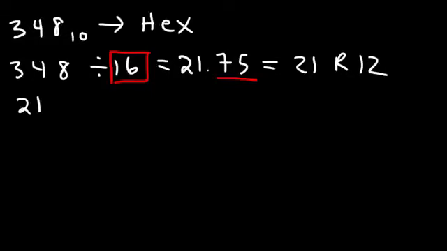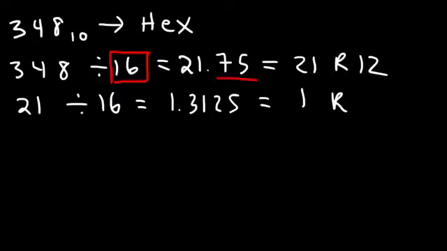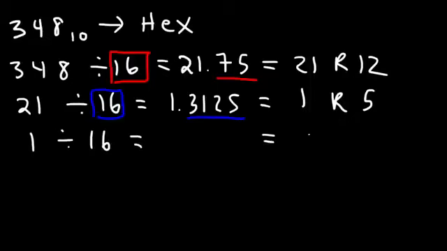Now let's take 21 and divide that by 16. So 21 divided by 16 is 1.3125. And so we have 1 remainder. Now let's multiply 16 by 0.3125. And that's going to give us 5. So it's 1 remainder 5. Next, take 1 divided by 16. Now we know 16 doesn't go into 1, so 16 goes into 1 0 times with a remainder of whatever you see here. In this case, a remainder of 1.